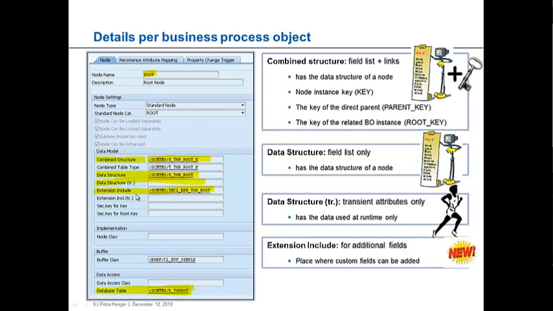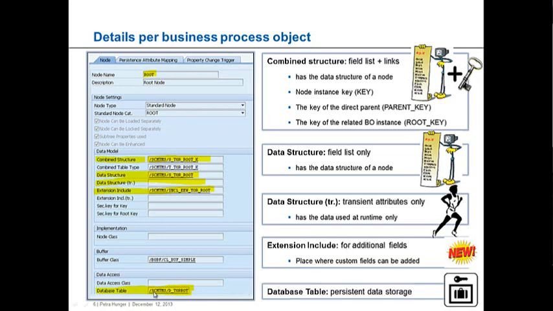Then you have the extension include, and here you have the symbol new, which actually symbolizes that you can add custom fields at this place. So instead of adding custom fields as an append in VBAK, like you might know it in SD, where you can just append the table, you have a separate extension include, where these additional fields can be added and can be viewed at once. Last but not least, you have the database table that is storing the persistent data, and here you have the symbol for storing data.